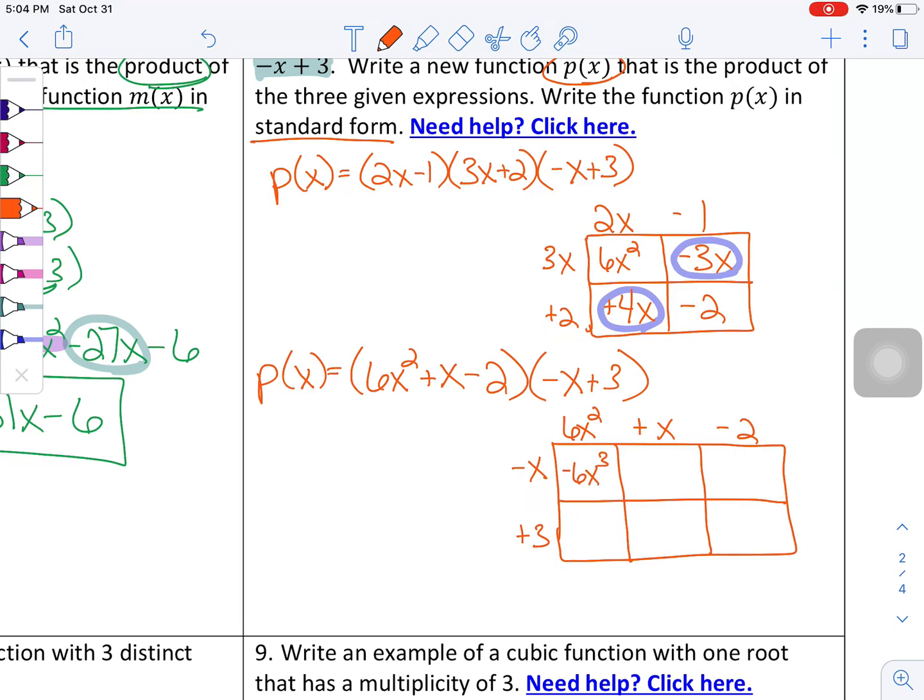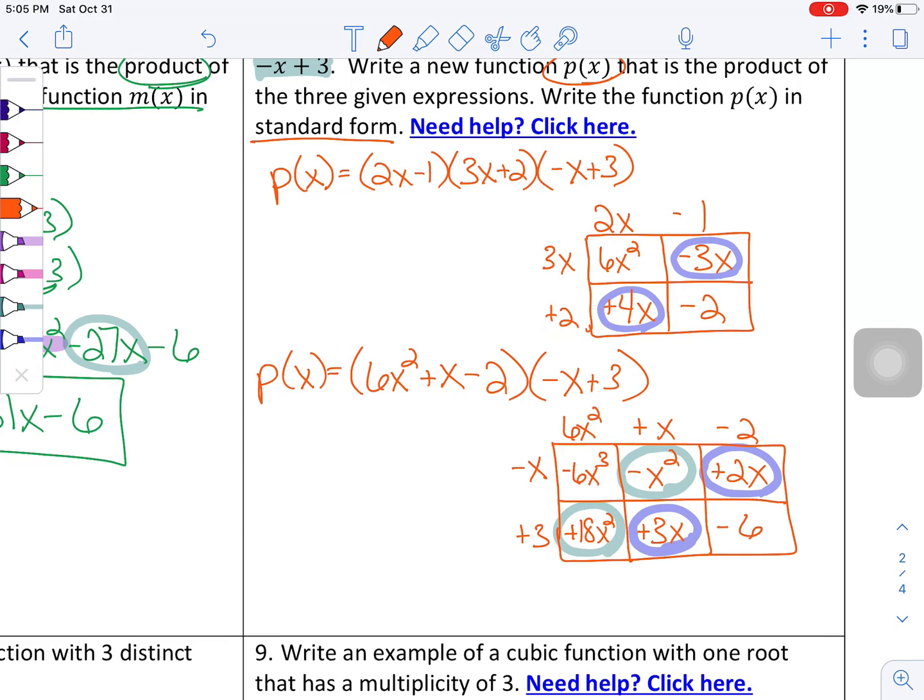Negative 6x cubed minus x squared plus 2x. I'm going to multiply across now with positive 3. So positive 18x squared plus 3x minus 6. Let's look for some like terms. So negative x squared and positive 18x squared are like. And then we've got positive 2x and positive 3x are like.